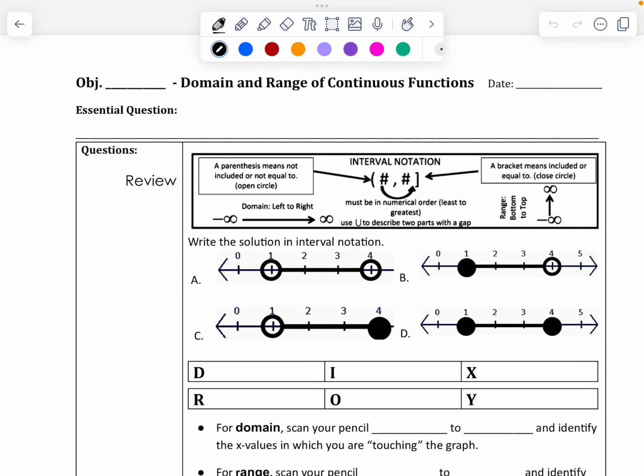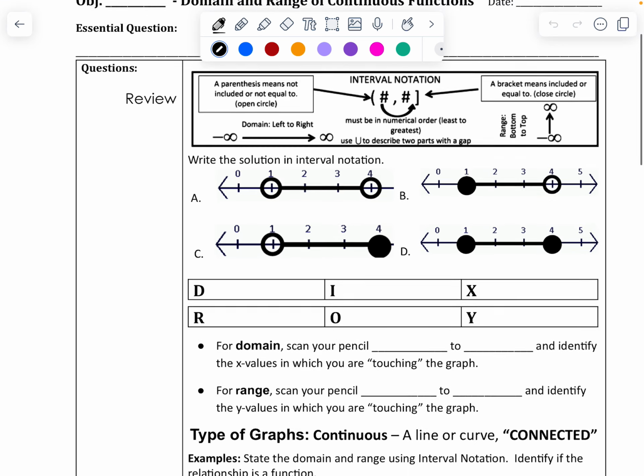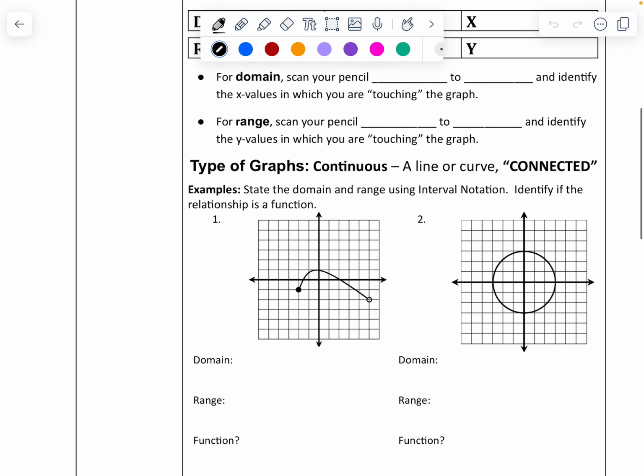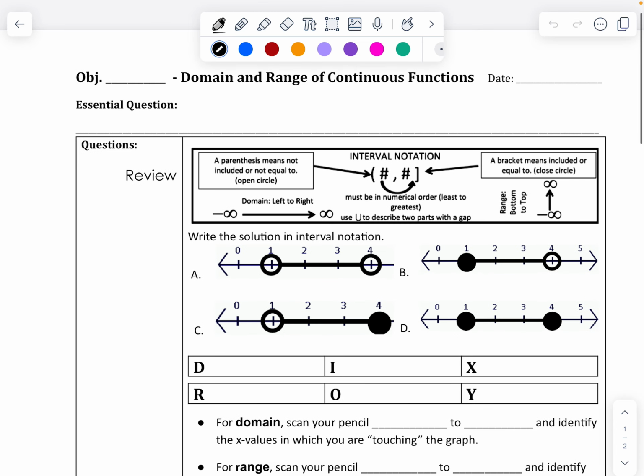Okay, we will be looking at the domain and range of continuous functions today. So the previous assignment, we looked at discrete functions, and we listed all of the values for x and y for the domain and range. When we're looking at a continuous function, continuous means that it's a line or it's connected. So we're going to be talking about a range rather than listing every single value.